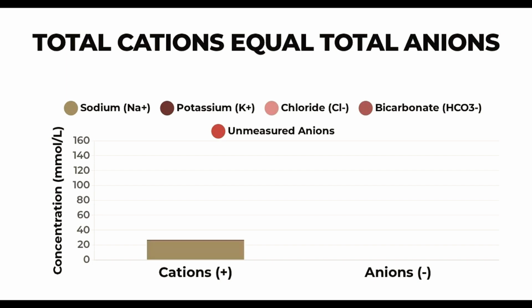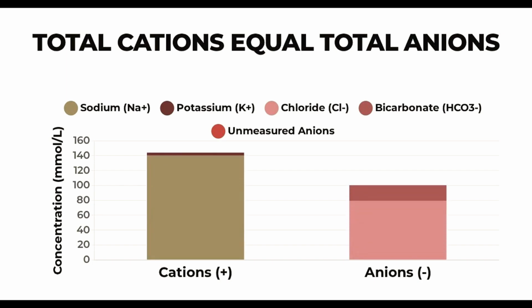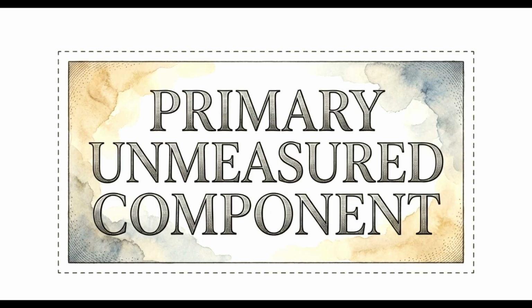In a healthy physiological state, the total positive charge from measured cations, like sodium and potassium, equals the total negative charge from measured anions, namely chloride and bicarbonate, plus a small pool of unmeasured anions. The standard formula presumes the pool of unmeasured anions remains at a normal baseline. The majority of this charge comes from plasma albuminate.